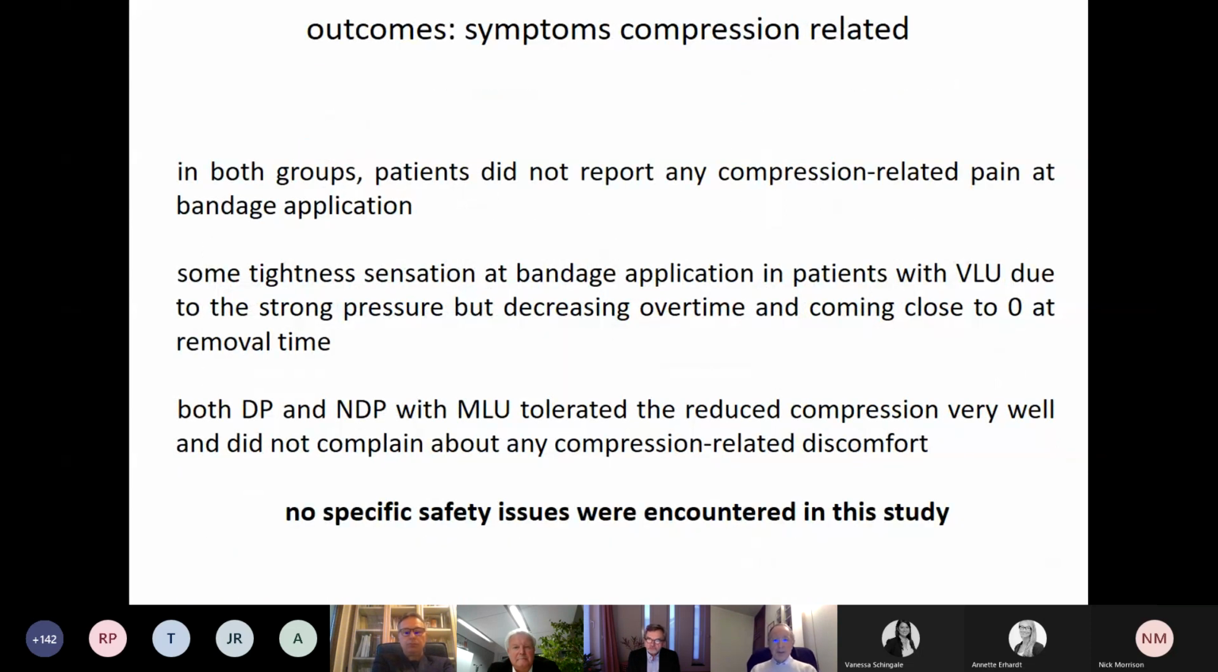Symptoms related to compression, this is also very important because you know that compression is thought to be painful. This is not the case when the compression is properly applied. You see that in this group there is some tightness sensation at bandage application in patients with venous leg ulceration, because you remember that the pressure in these patients was higher than 60 millimeters of mercury, but this tightness sensation decreased over time, coming close to zero at removal time because of the pressure reduction. And again, there is no difference between diabetic and non-diabetic patients regarding compression.